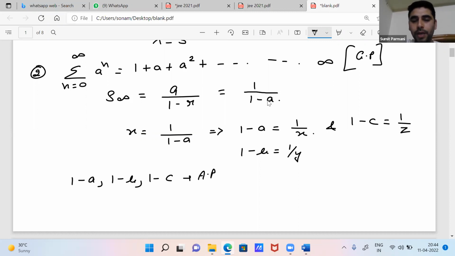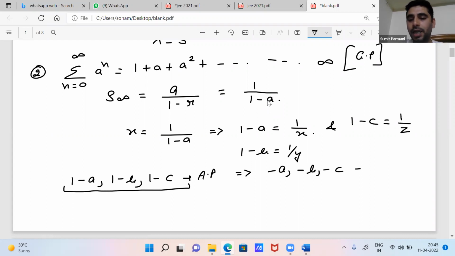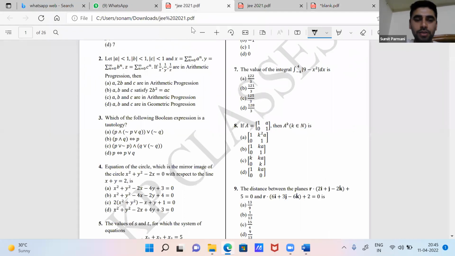Now from the basic property of arithmetic progression, we know that if we add, subtract, multiply, or divide an AP with any constant term, the new sequence will be an AP. So what I'm doing, I'm subtracting this AP by 1. So we have minus A, minus B, minus C are in AP. Again, I am multiplying this AP with minus 1. So we have A, B, C are in AP. Directly from the properties, we can solve this. So the next we have A, B, C are in AP, second one.